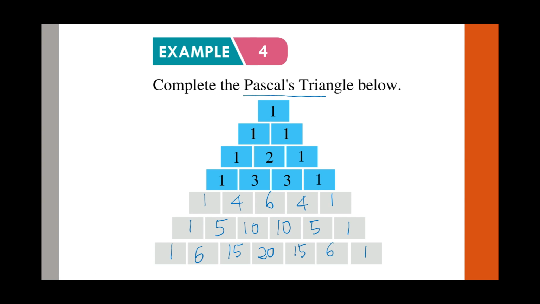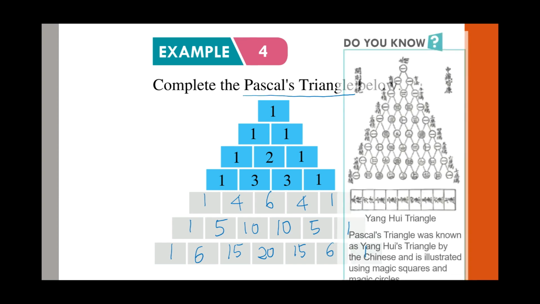The Pascal's triangle. Very good. This is the Pascal's triangle. Okay, remember Pascal triangles, the number that you get is the addition of the two numbers above. Okay, 1 plus 1 becomes 2. So, since you know the Pascal triangle already, we move on.